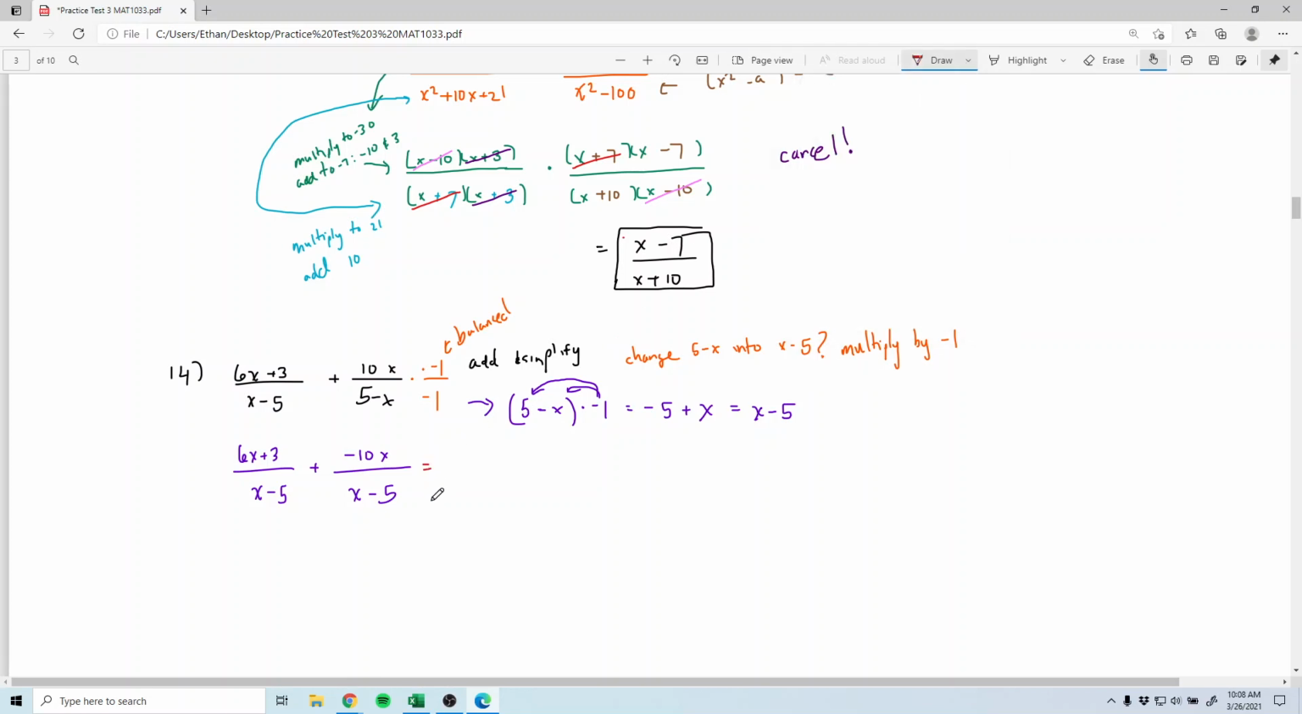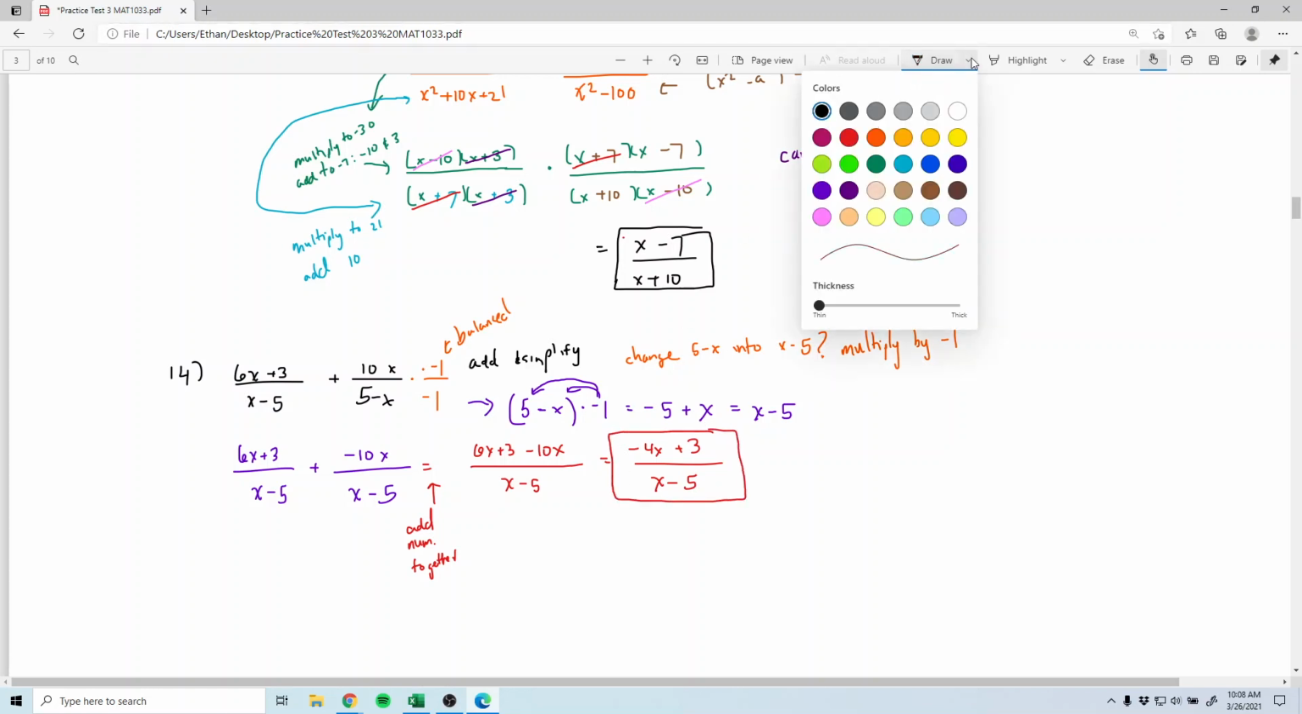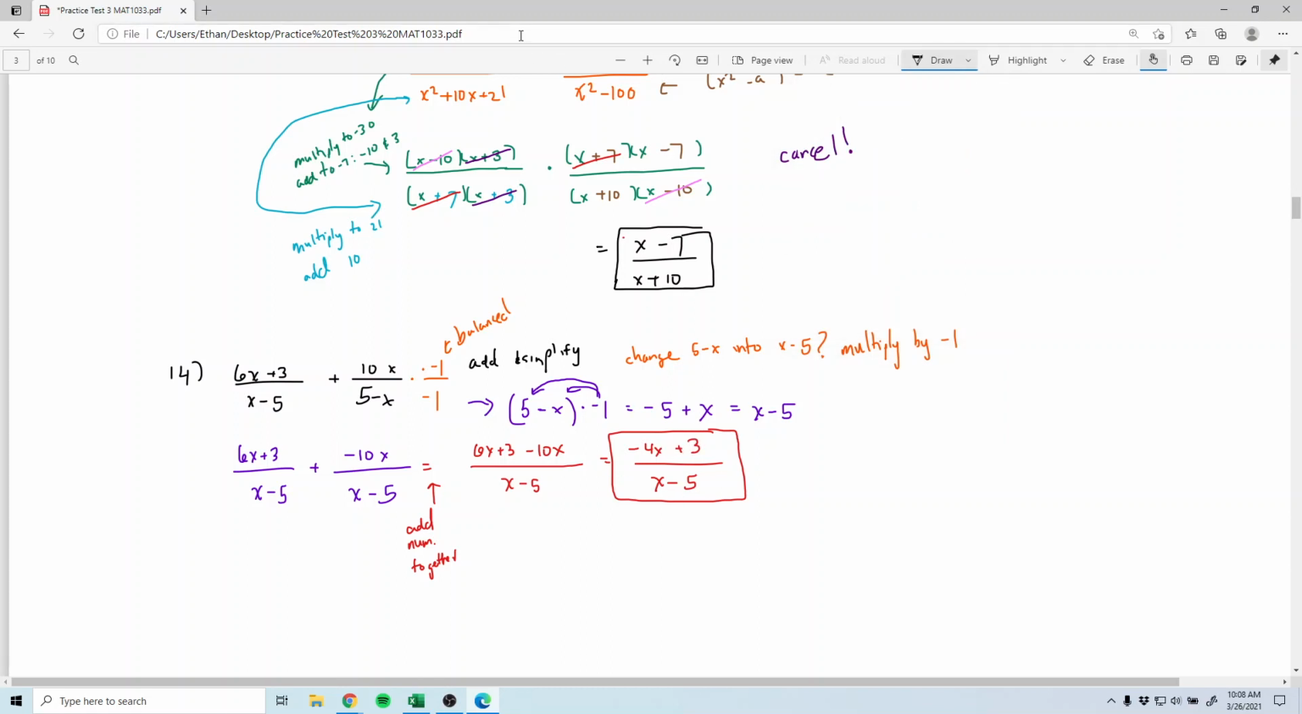Now we can add the numerators together because the denominator is the same. We got 6x plus 3 minus 10x over the common denominator of x minus 5. Remember, once you have a common denominator, you just leave it. And then you simplify the top. 6x minus 10x is negative 4x. And then we've got our plus 3 over x minus 5. Our final answer here is negative 4x plus 3 over x minus 5.